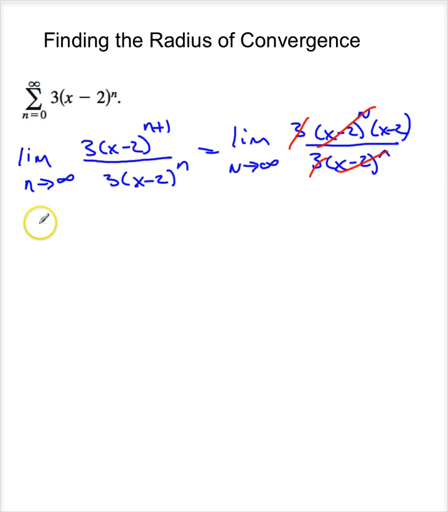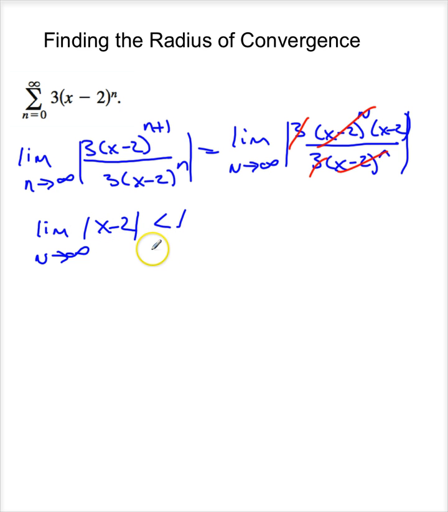All right, now look at what we're left with. We're left with the limit as n approaches infinity of x minus 2. Now, I need this to be the absolute value of this. I should have thrown absolute value signs in there. Sorry about that. I need this to be less than 1 in order for this to converge. This is just the absolute value of x minus 2, because I've gotten rid of all of my n's. So for this one, this converges for |x minus 2| less than 1. So my radius of convergence is 1.